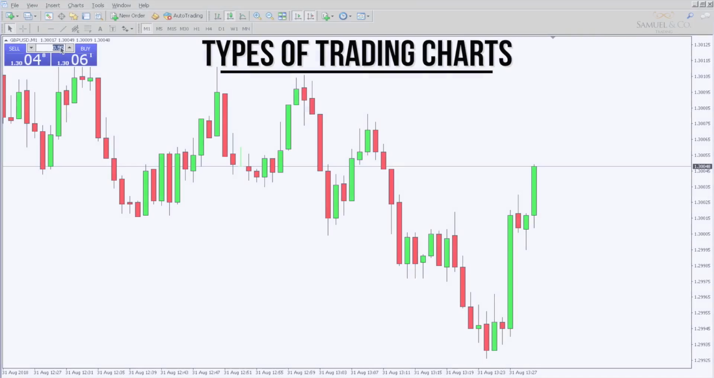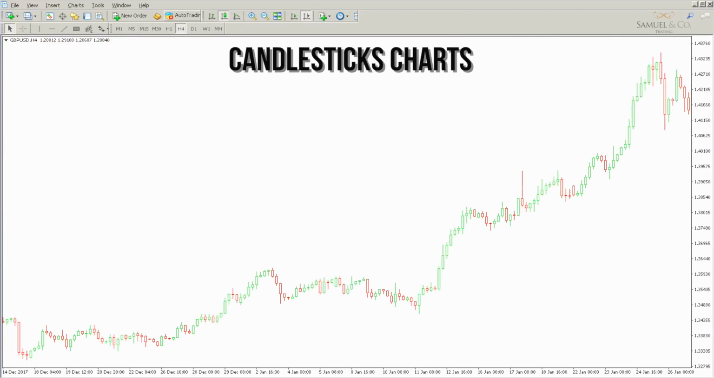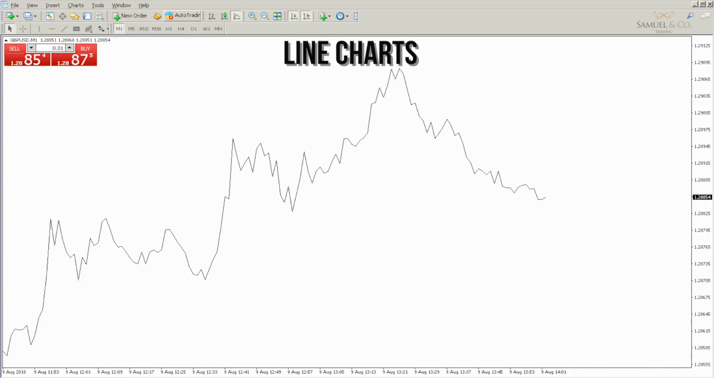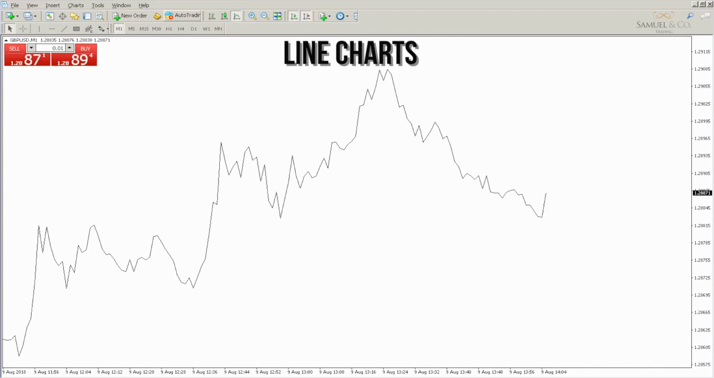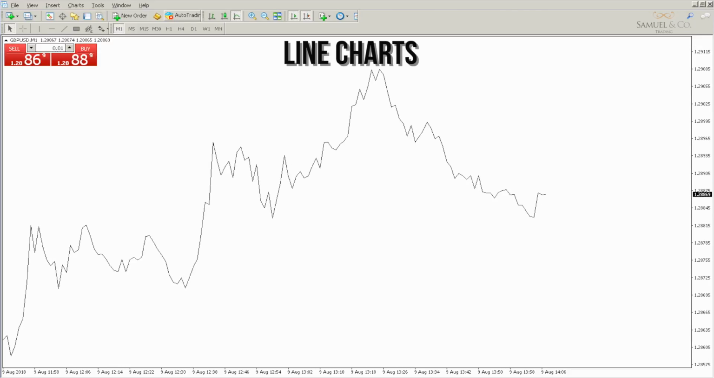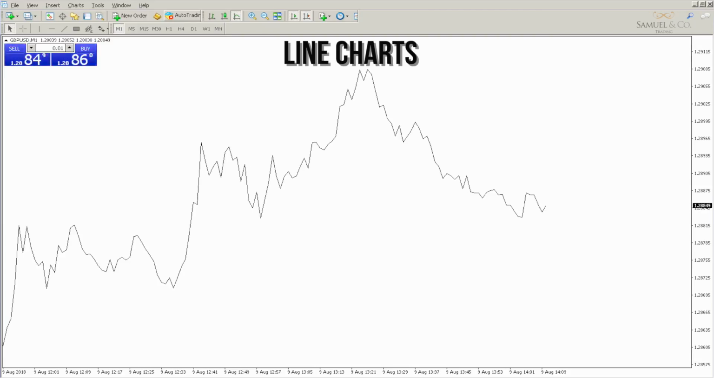There are three different ways of interpreting price action when analysing charts. These are line charts, bar charts, and candlestick charts. A simple line chart draws a line from one closing price to the next closing price. When joined together, we can see the general price movement of a currency pair over a period of time.